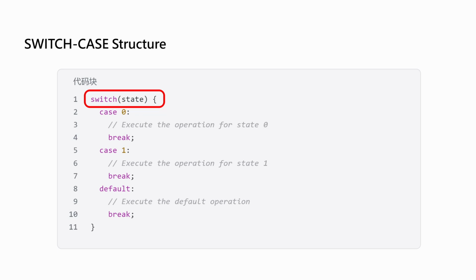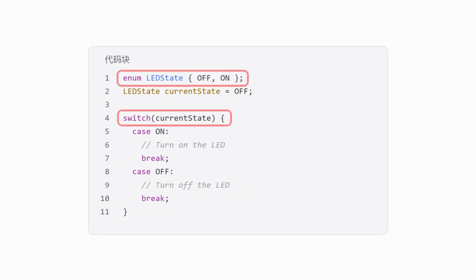The switch case structure is another commonly used method, and it is suitable when there are multiple distinct values. In this code, the switch statement checks the value of state and jumps to the corresponding case based on its value. This structure is particularly useful for handling multiple states because it is more concise and easier to expand than if-else. Each case corresponds to a specific operation, and as the number of states increases, the switch case structure keeps the code clean and readable while avoiding long chains of if-else statements. This approach becomes even better and clearer when combined with enumerations.